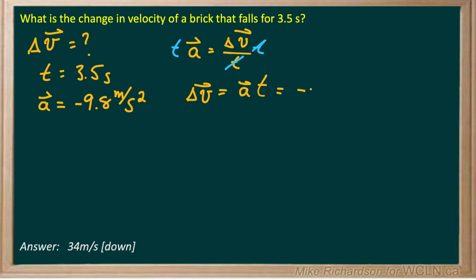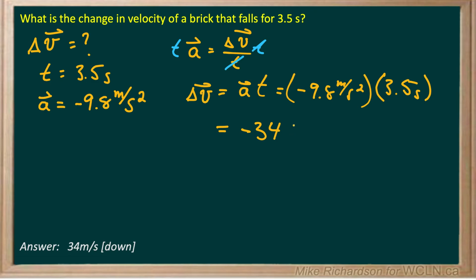Now my acceleration is negative 9.8 meters per second squared. As long as my time's in seconds, we can just simply multiply it by t, and since my time is in seconds, we're good to go. And I get negative 9.8 times 3.5 seconds gives me negative 34 meters per second.